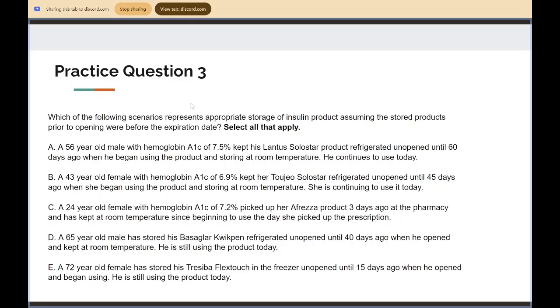Remember, this is a select all that apply. One can be correct, all can be correct, and anything in between. While you choose, this is an area 5 question: compound, dispense, administered drugs, or managed delivery systems. We'll give everyone a chance to respond.